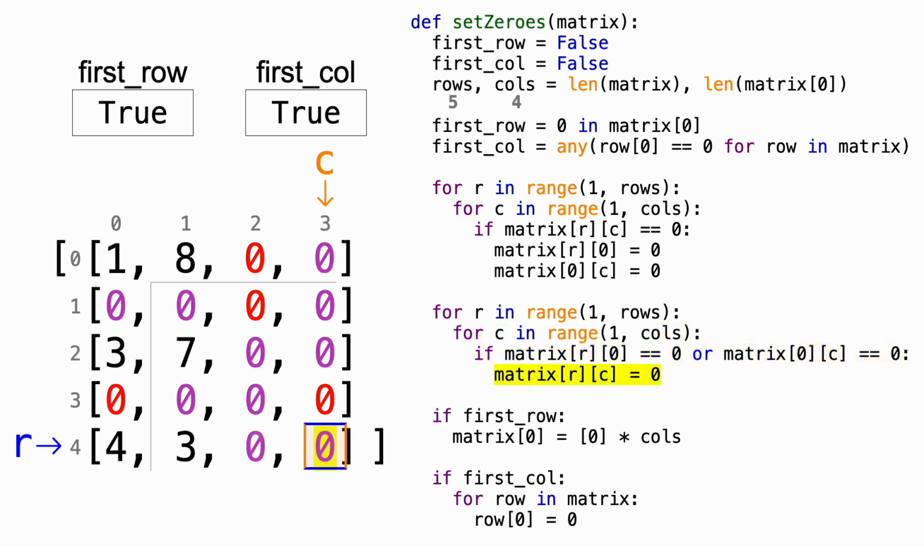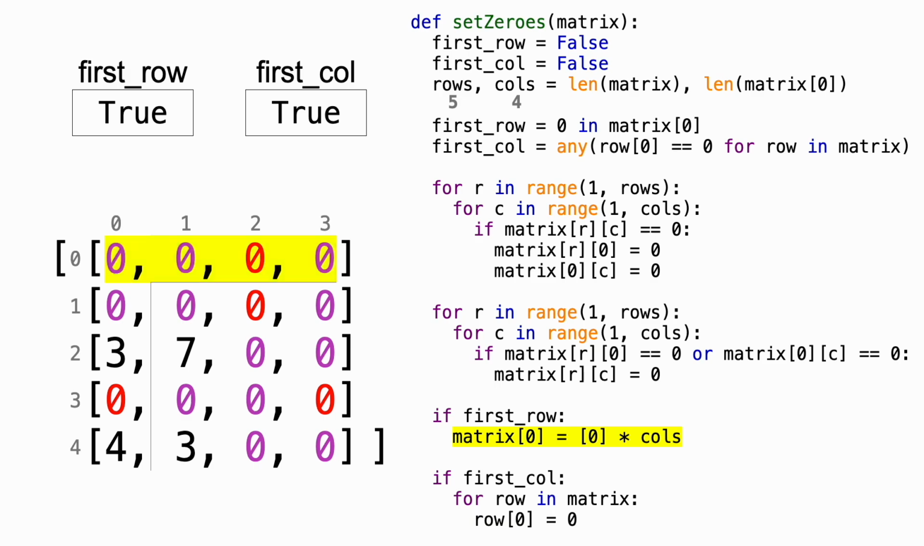Now we're done processing the inner array, and all that's left to do is set the zeros in the first row and column. So if our first row indicator is true, which it is, then that means we need to zero out the first row. And this is another cool way to do it in Python. We're going to set the first row of the matrix to be a list of 4 zeros, because there are 4 columns. So now the first row will be filled with zeros.